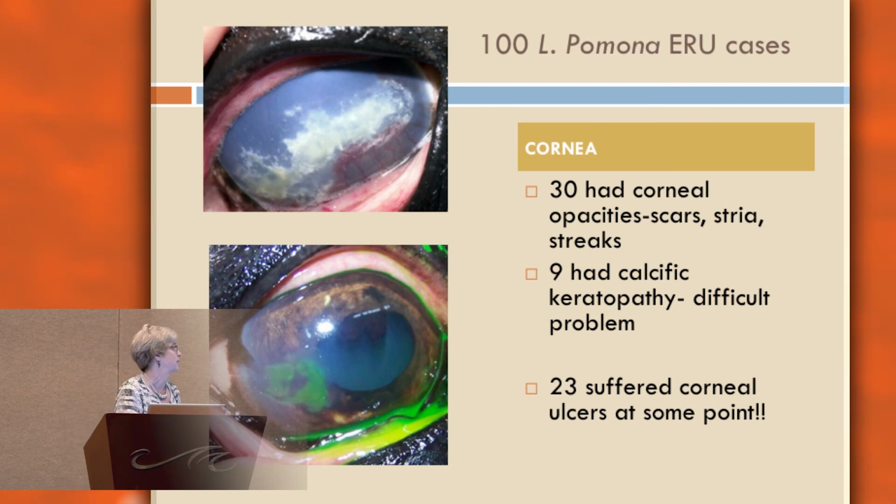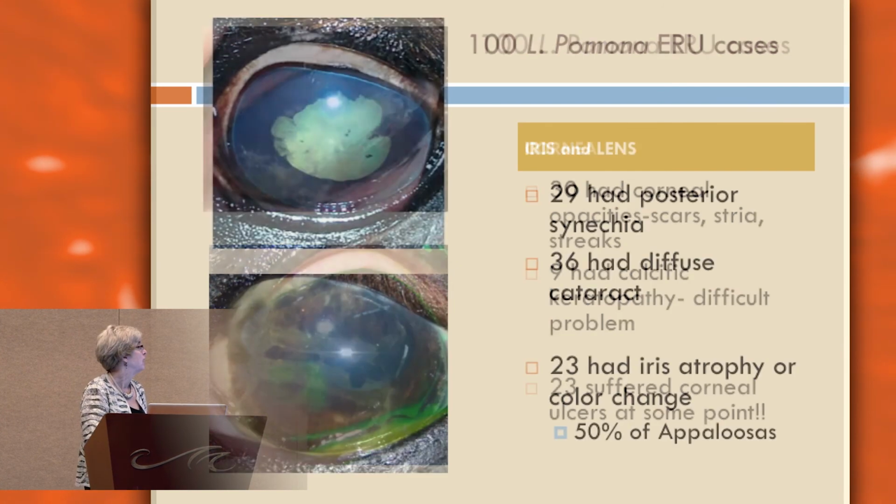What happened to the front in my 100 cases? 30 of them had corneal opacities, scars, stria, or streaks. 9 of them had that calcific keratopathy. Here's a very severe case. Usually it's not that severe, but it's still a real pain to deal with. 23 of them, this is really important, this is a take-home, suffered corneal ulcers at some point or another. Not because of lepto, probably, but because their eyes hurt, and they rubbed them on something. And you have to tell that client, yes, you have to have me come back and see your horse if it's flaring, because I don't know what's making it painful.